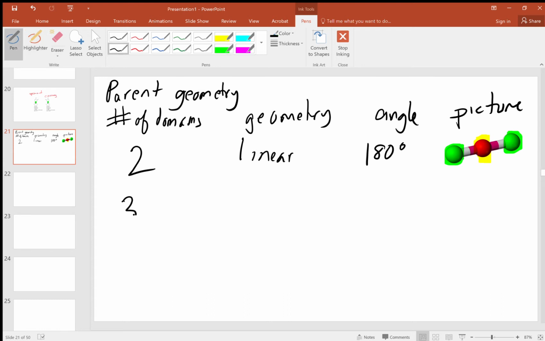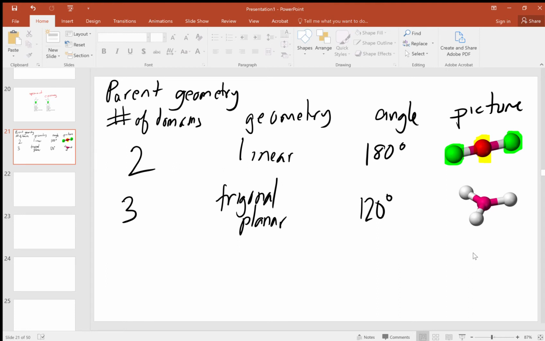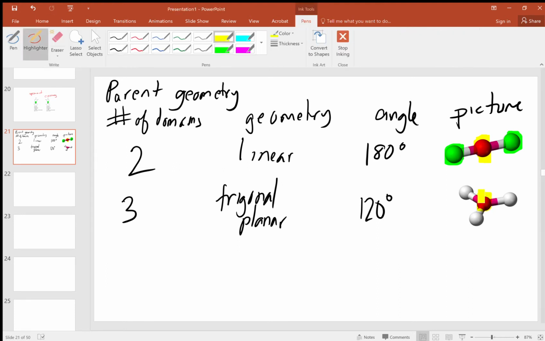All right, we can go to 3 domains. This is known as trigonal planar. Bond angles, 120 degrees. And it looks like this. Again, we've got 1 atom in the middle, and we have the other 3 atoms as far away from each other as possible. So that ends up being 120 degrees.